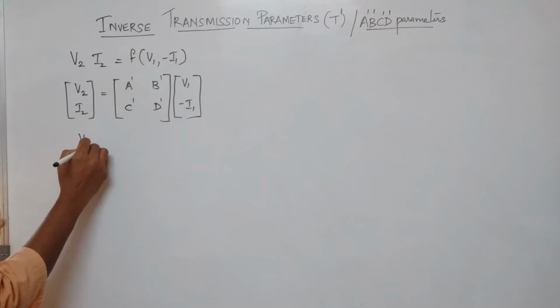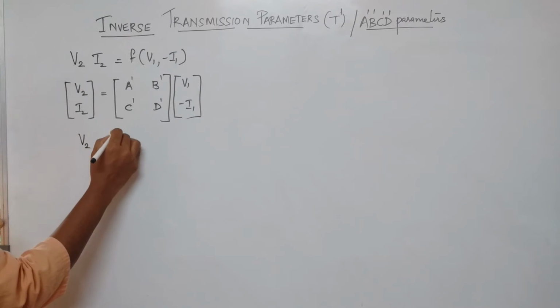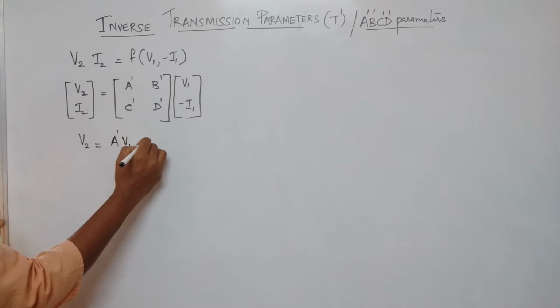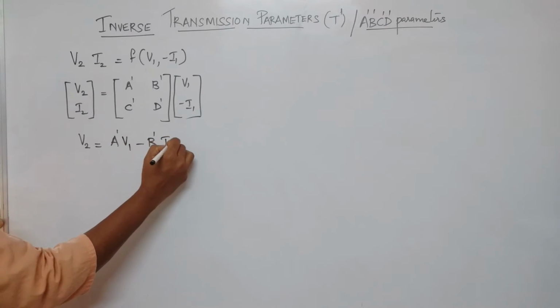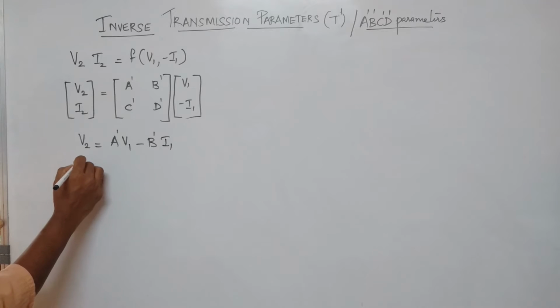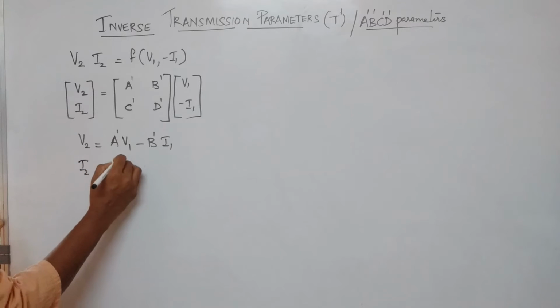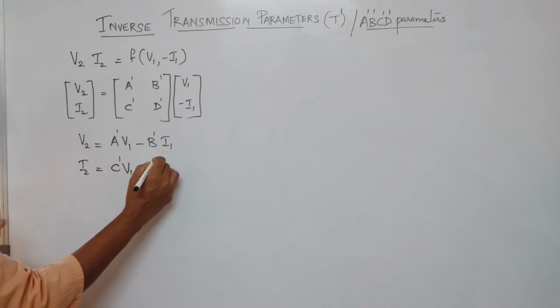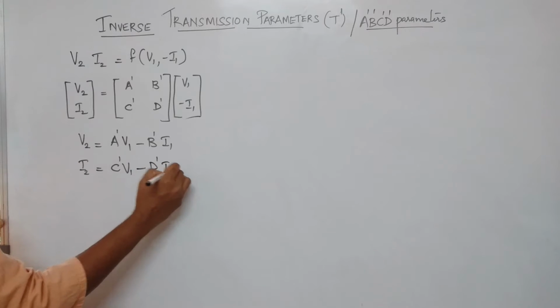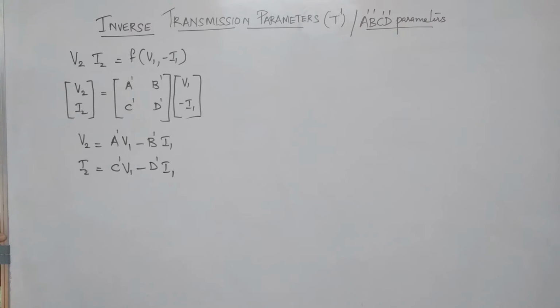or V2 is equal to A dash V1 minus B dash I1, and I2 is equal to C dash V1 minus D dash I1.